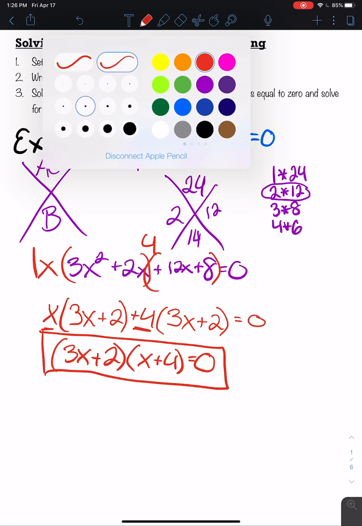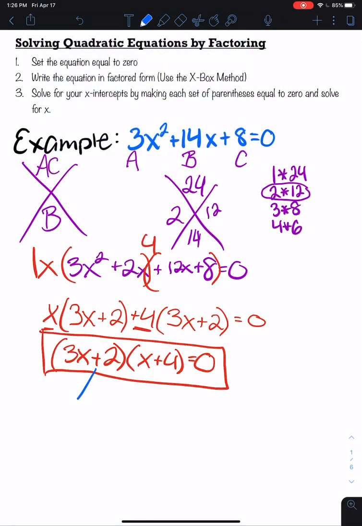What I need to do to solve for my solutions is take each one of these and set it equal to 0 and solve for x. So what that means is I would do 3x plus 2 equals 0, and x plus 4 equals 0. And by solving for x, I'm actually getting my solutions to this quadratic equation.